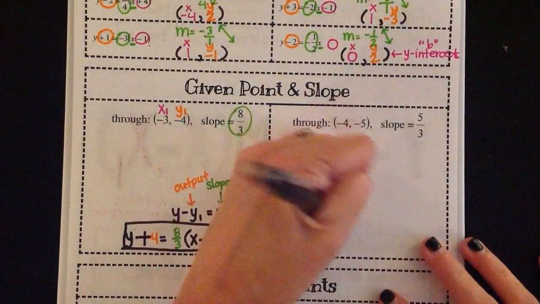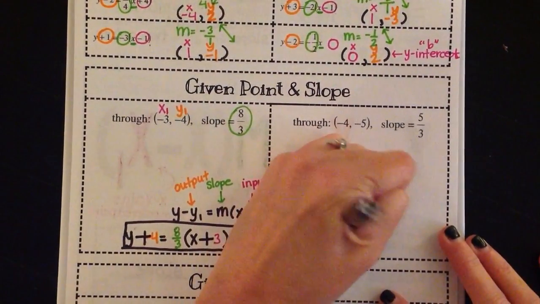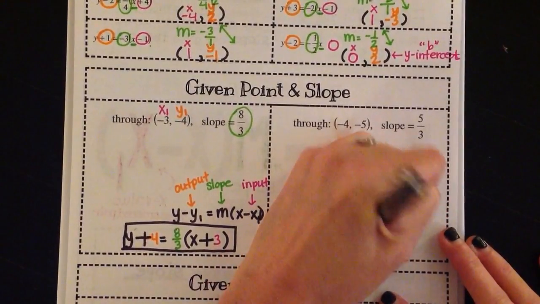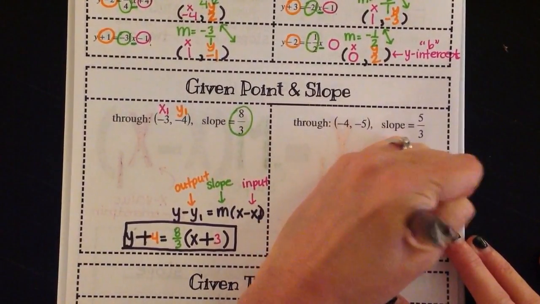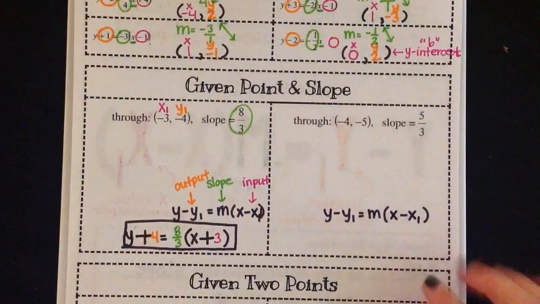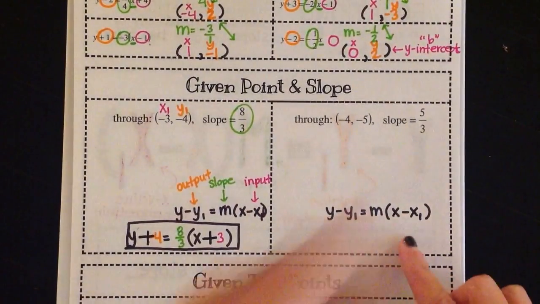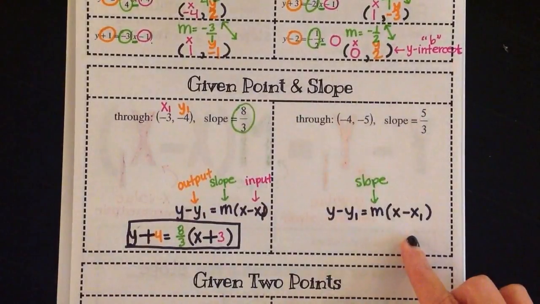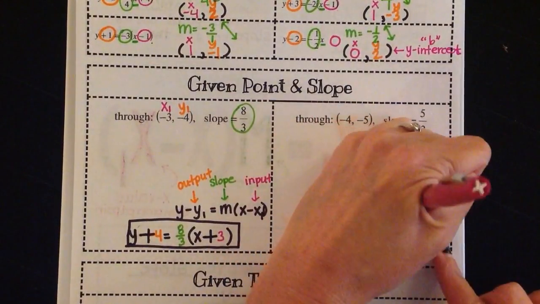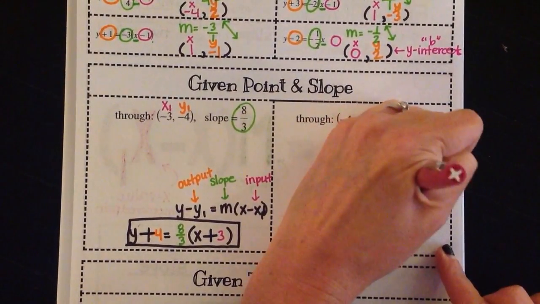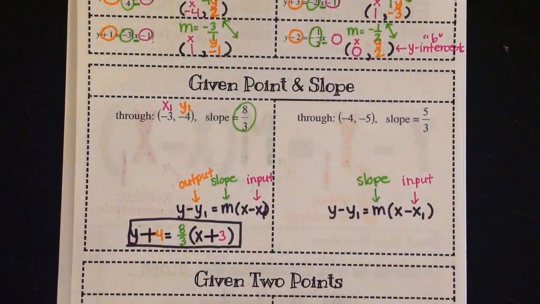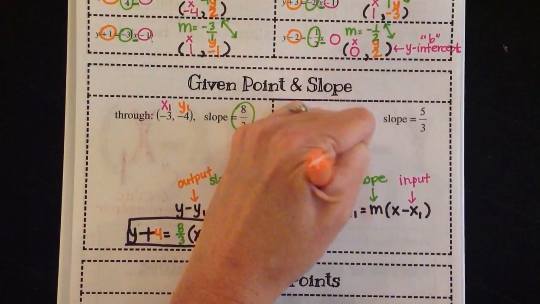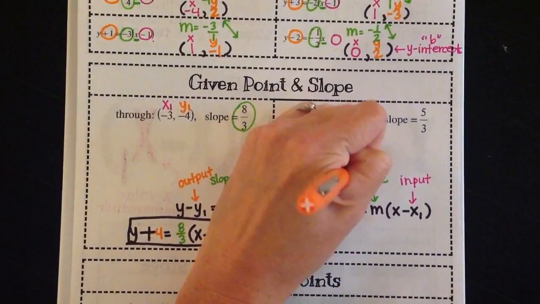So again, I want to write my final answer in y minus y1 equals the slope times the difference of x and x1. That's going to be my final output answer. And again, m is your slope, x1 is your input value from your ordered pair, and the y1, that is your output value from your ordered pair.